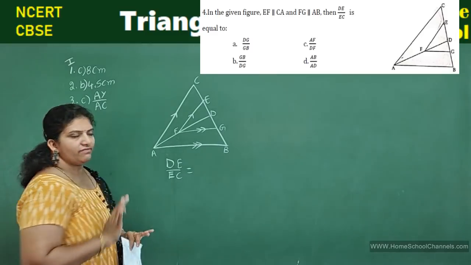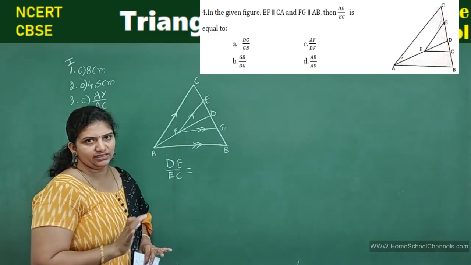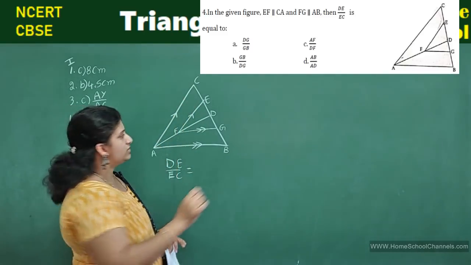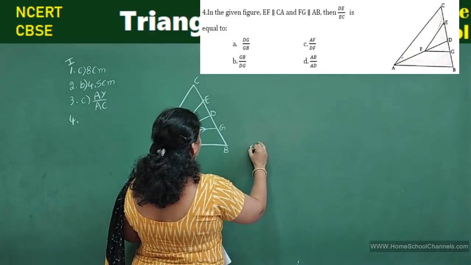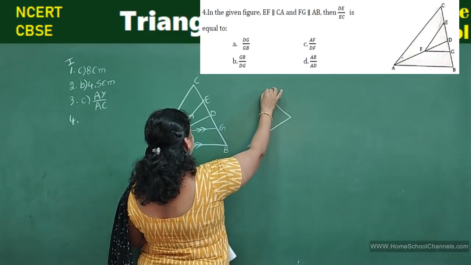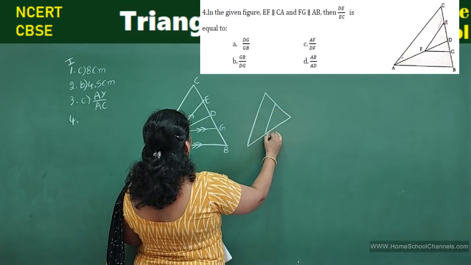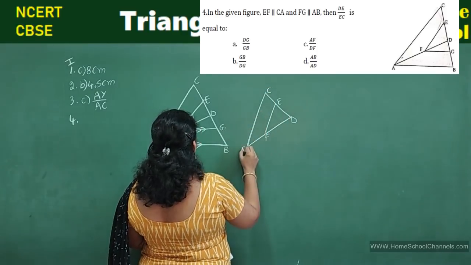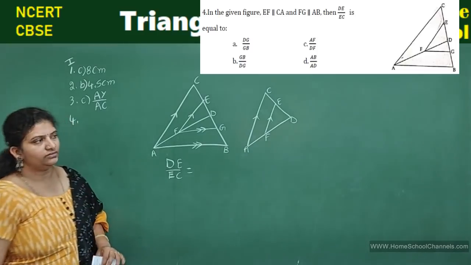So, observe the given figure carefully. You can see 2 pairs of triangles. If EF is parallel to AC, let me take this triangle separately. Observe this triangle: F, D, E, C, A. Okay, these 2 are parallel.